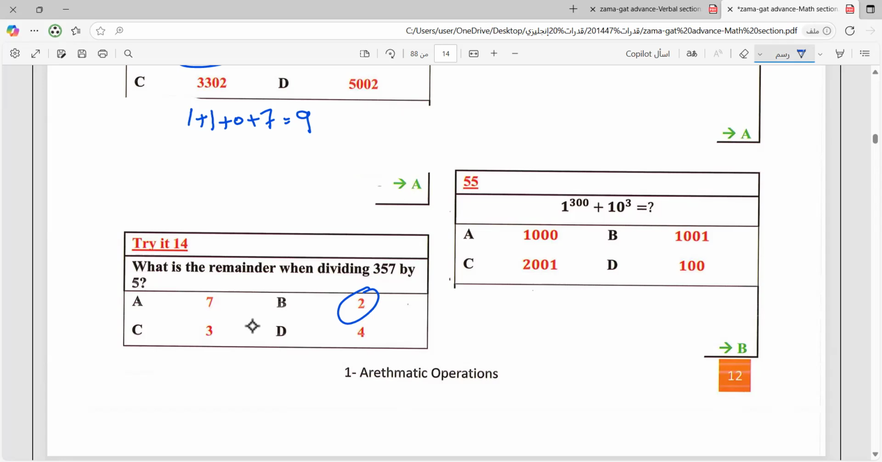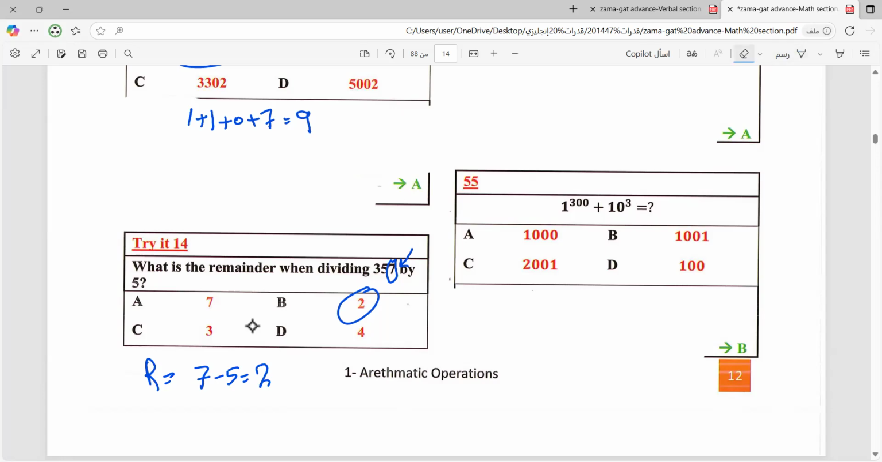Yes, we said yesterday, because yesterday you were absent. So here, if the ones digit is greater than 5, we subtract. 7 minus 5 is 2. This is the remainder, no need to divide. Look at the last number: if it is greater than 5, you subtract; if it is less than 5, the remainder is the same number. So it's 2, because 7 minus 5 is 2.